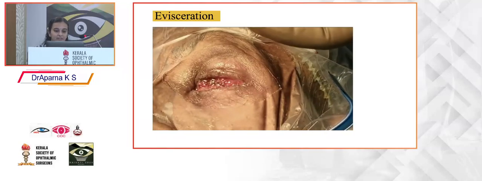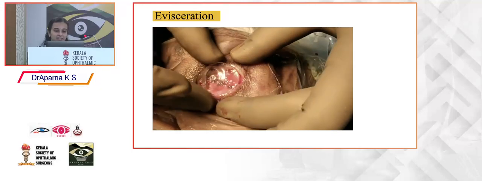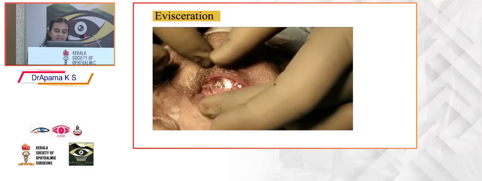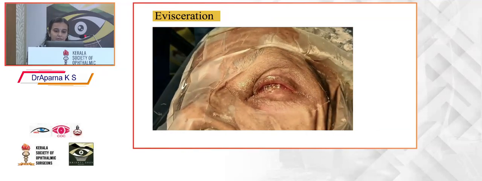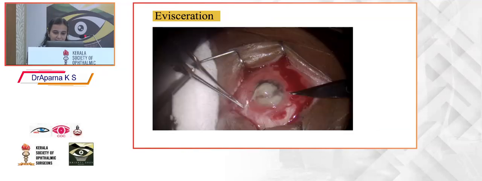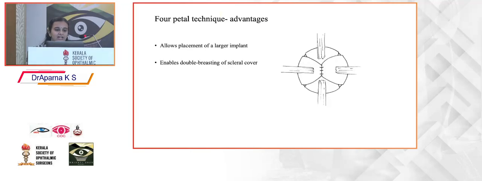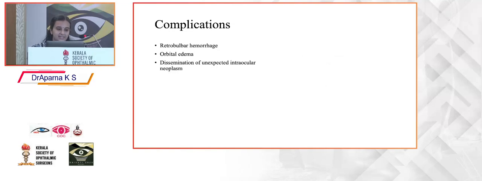And at the end of the procedure, we have to place a conformer in order to prevent contraction, and to retain the conformer for at least 1 week, we have to do a tarsorrhaphy. So the advantage of this 4-petal technique is it allows placement of a larger implant, and the double breasting of the scleral petals will prevent the extrusion of the implant.